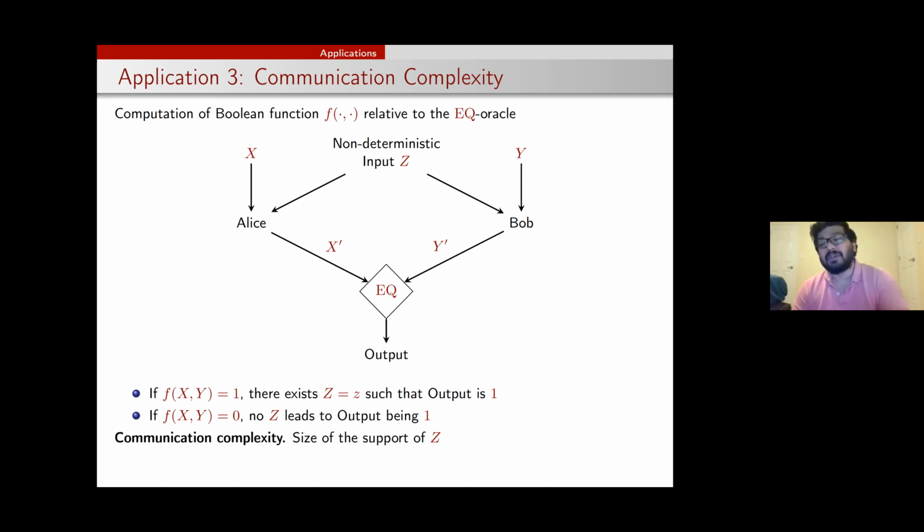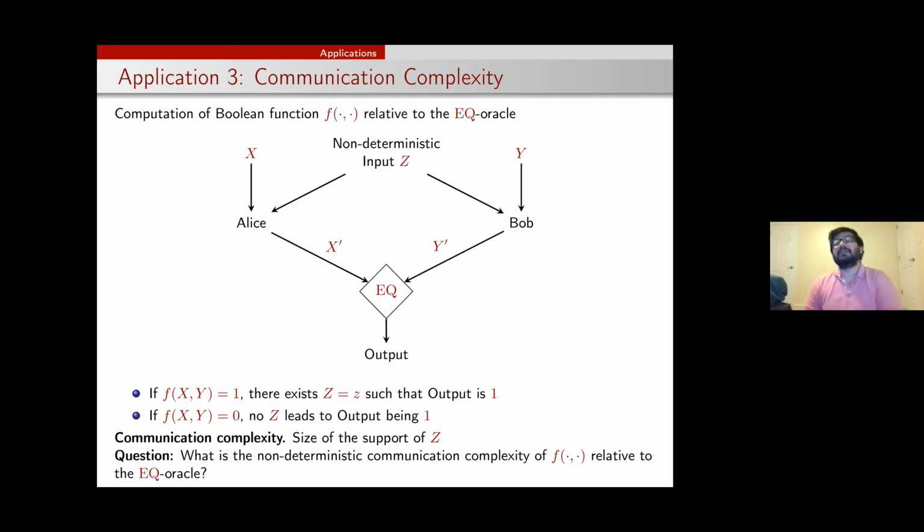So therefore, we are trying to understand the relative complexity of computing a function f with respect to one call to the equality oracle. The communication complexity of such a protocol is the support of the non-deterministic input Z, the various values that it can take. The total size of that set is the non-deterministic communication complexity. The question that now arises is, what is the smallest non-deterministic input Z that suffices to compute a function f? This problem will be slightly different than the first two applications that we saw.